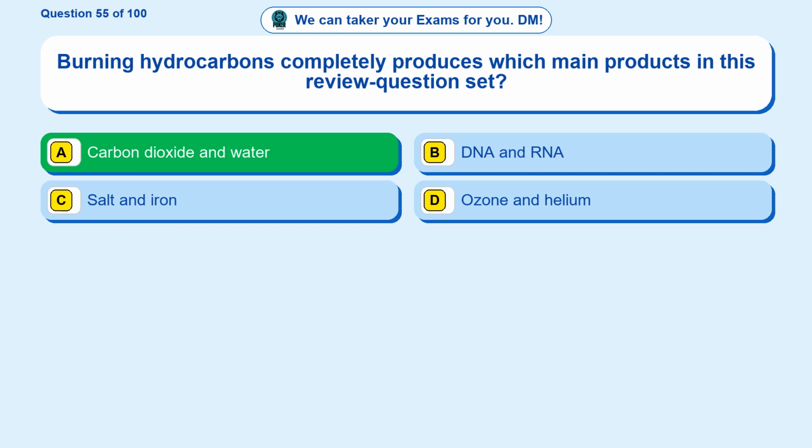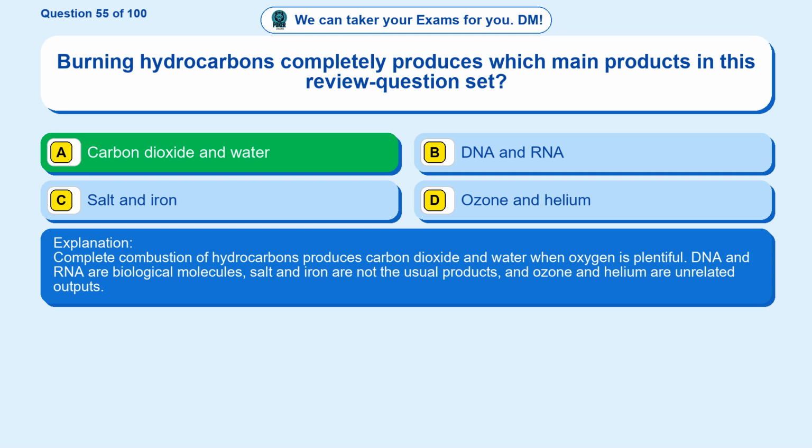The correct answer is option A, carbon dioxide and water. Complete combustion of hydrocarbons produces carbon dioxide and water when oxygen is plentiful. DNA and RNA are biological molecules, salt and iron are not the usual products, and ozone and helium are unrelated outputs.